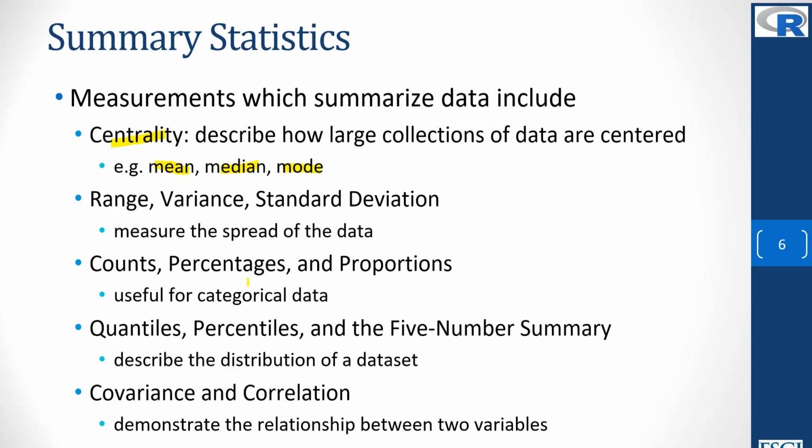We have counts and percentages. This is for categorical data. So when we're looking at, for instance, political competition, where you would have political parties, and those would be categorical variables. Then we have quantiles, percentiles, and then we have covariance and correlation, which is where we look at two variables in the sample and try to determine the strength of the relationships between them, if there is one.